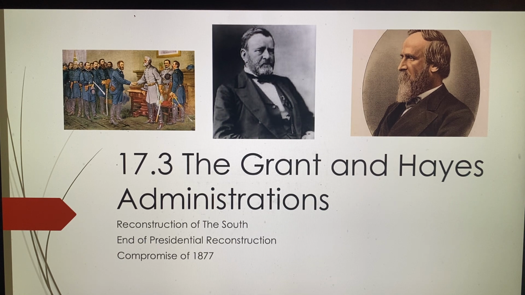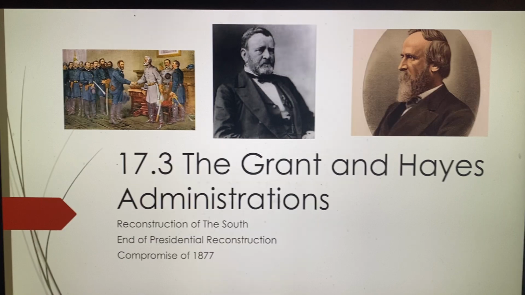Here's a picture, of course, of President Grant, President Hayes, and we have here the president shaking hands. In the midst we have Grant and Lee at the surrender here, which is very important, but now we'd have to deal with the North and the South and Reconstruction, and Grant would actually become one of the presidents of this period of time.